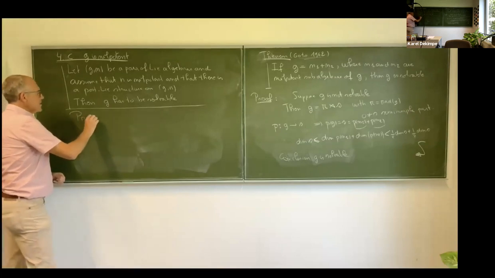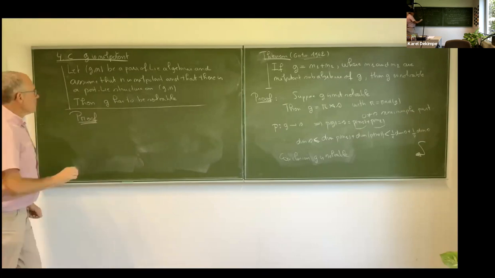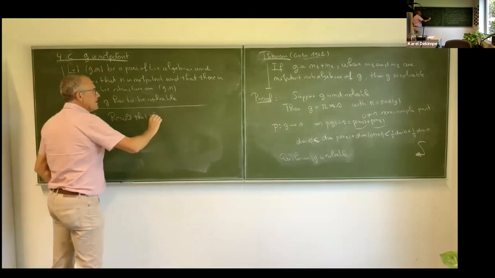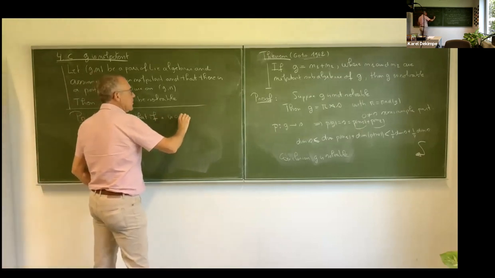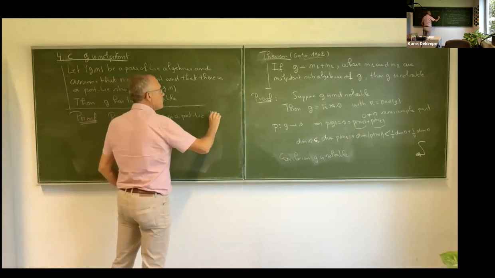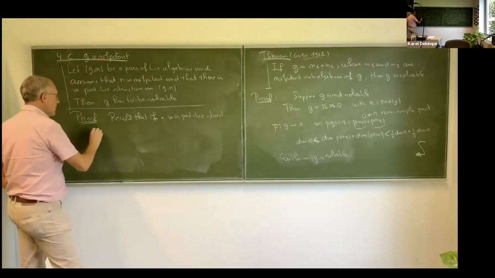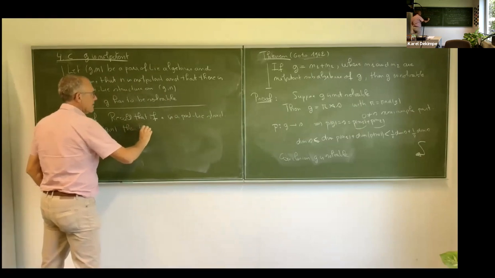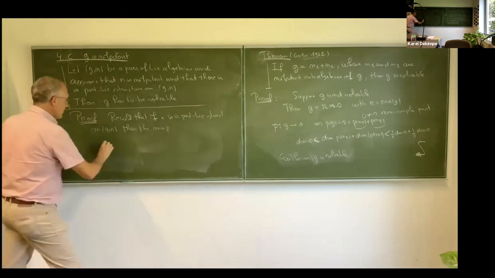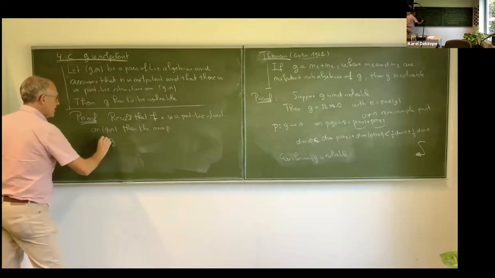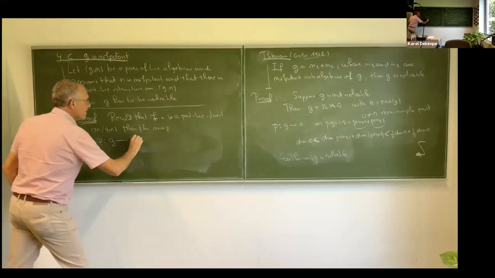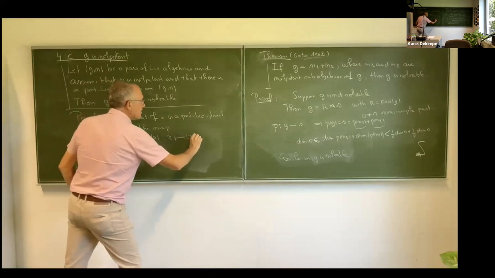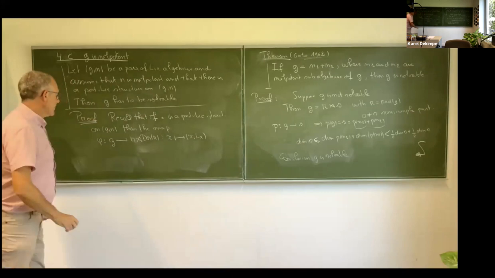Now the proof goes as follows. Recall that if the dot is a post-Lie structure on (g, n), then we have that the map phi going from G to n semi-direct derivations of n, sending x to (x, L of x), is a morphism of algebras.